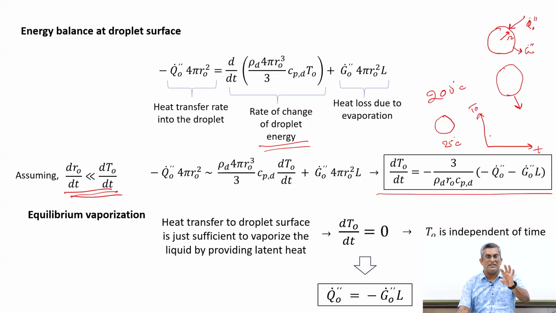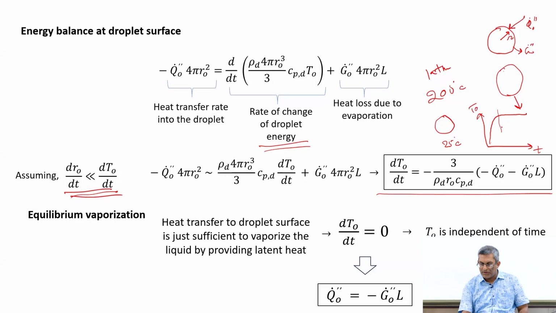So, first it increases, then what will happen? Should it go on increasing? When will it be constant? Equilibrium means what? In case of, let us say, a water droplet, at what temperature won't the temperature rise further? Boiling point. So, assuming that you are having 1 atmospheric pressure, the temperature will remain constant.